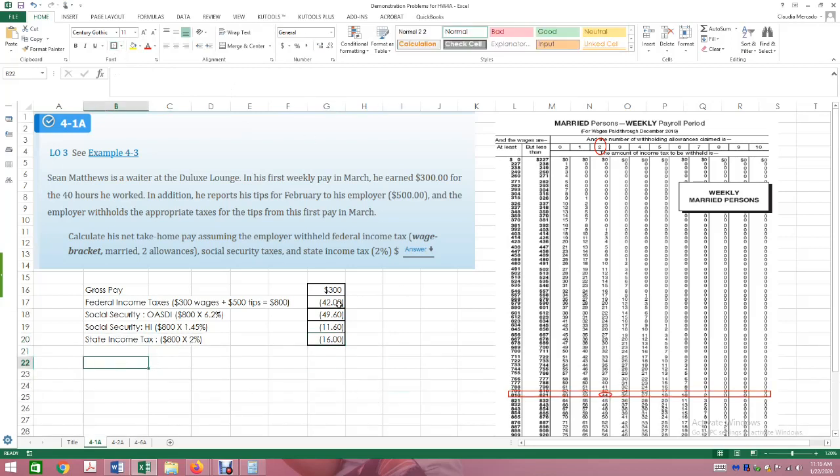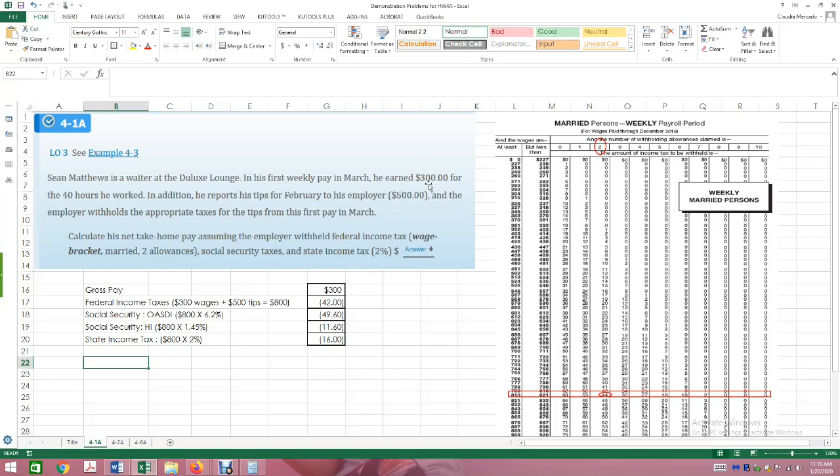Now I have all of these deductions. This is what's going to be taken away from the employee, from Sean Matthews' paycheck. This week he made $300. Last month he made 500 in tips. The employer is going to withhold all of the necessary taxes from the tips and from this week's paycheck, from this particular paycheck that he's getting, which is $300.